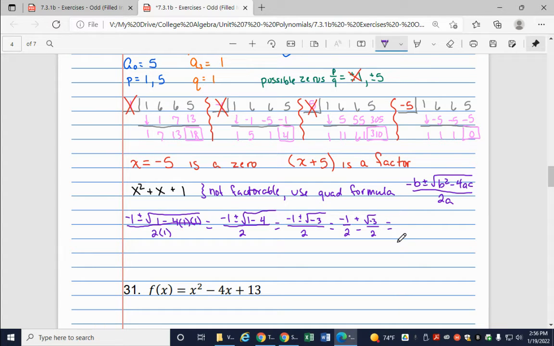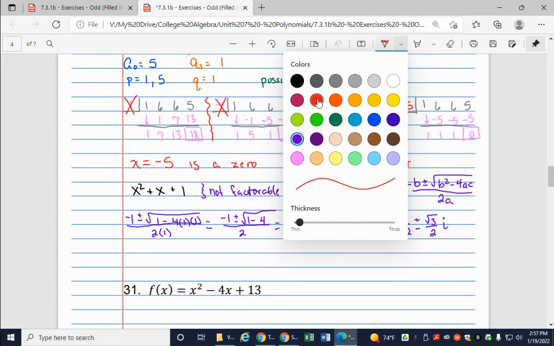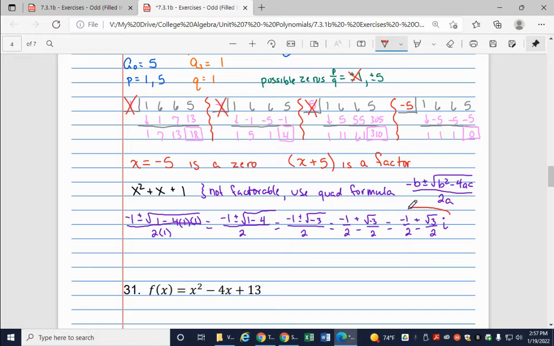That negative can't stay in the square root. Do you remember what it comes out of a square root as? I. So this is negative 1/2 plus or minus the square root of 3 over 2 i. That's my other solution. Well, those are my other solutions. There's two, right? Because there's the plus and the minus version.